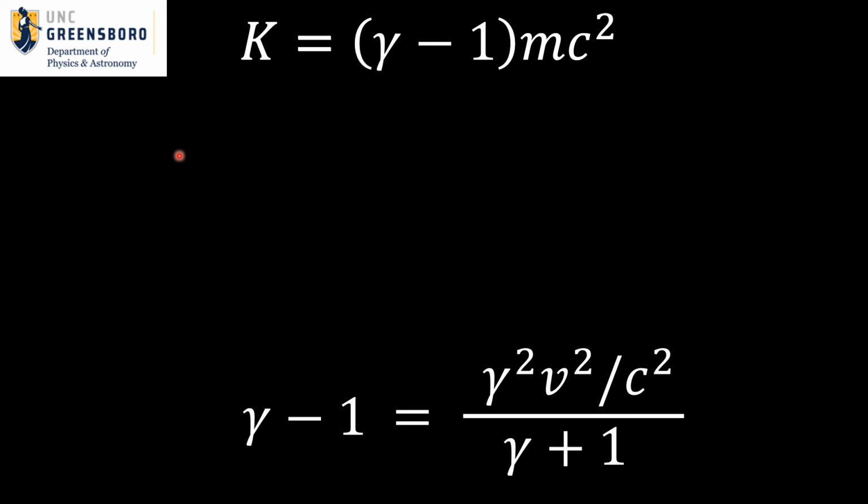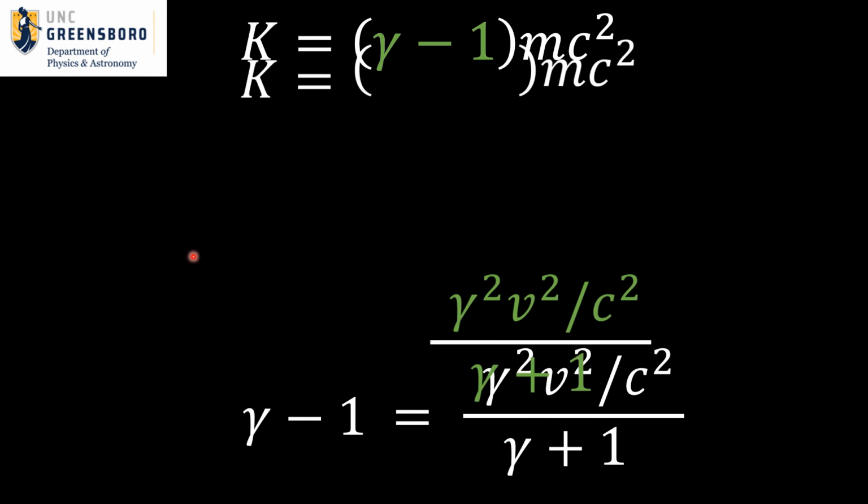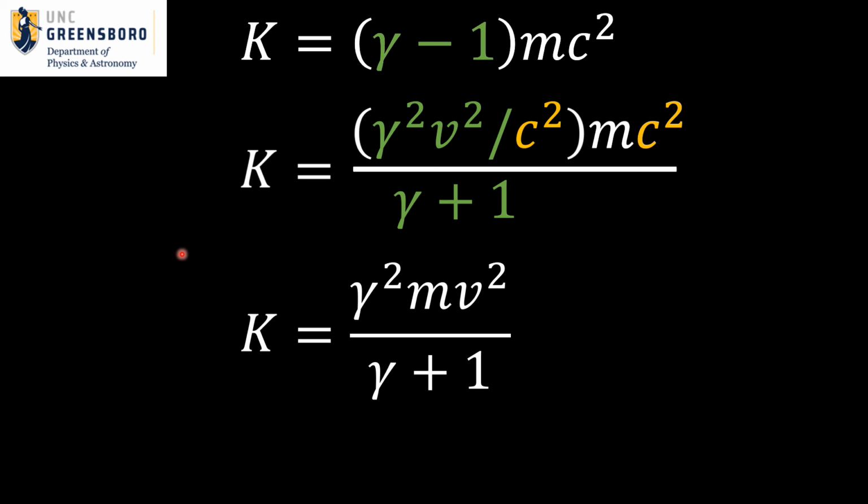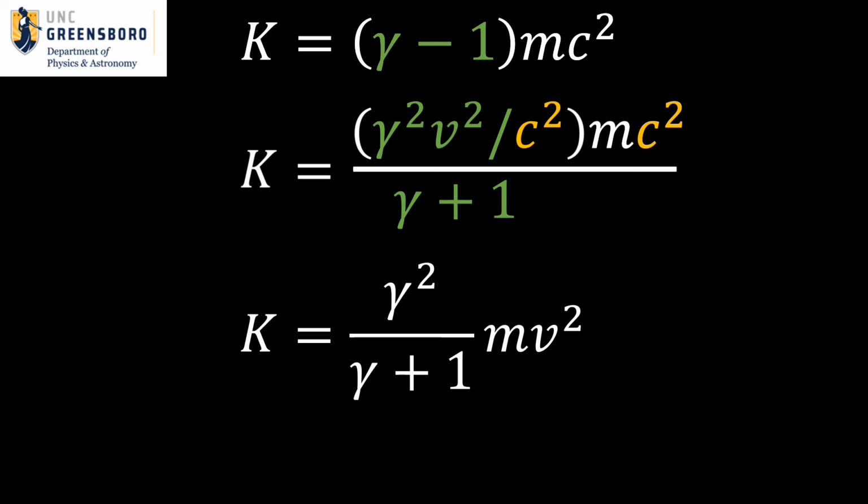So going back to our original formula for kinetic energy, we have gamma minus 1 here. We're going to substitute all this in. So you can see I substituted all this in for gamma minus 1. And now notice these c squareds are going to cancel. And we're left with the expression. This is our equivalent expression for the relativistic kinetic energy. It's fine to express it this way. I prefer to express it this way.